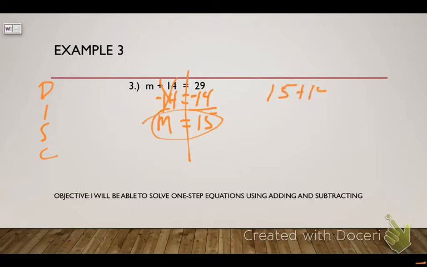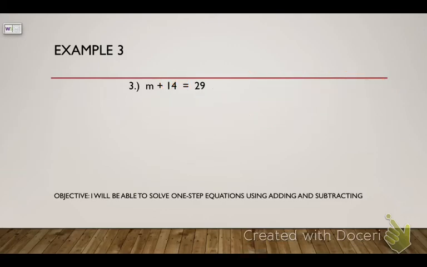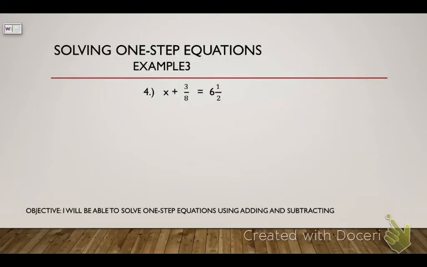15 added to 14 equals 29. Now, some of you might think, well, I'm just writing it over here just to say I did it. You know what? If I make a mistake and I write down an answer that does not make sense, where both sides don't equal the same value, then you know what? I didn't take my time to be very careful, did I? No, I didn't. So here we go again.